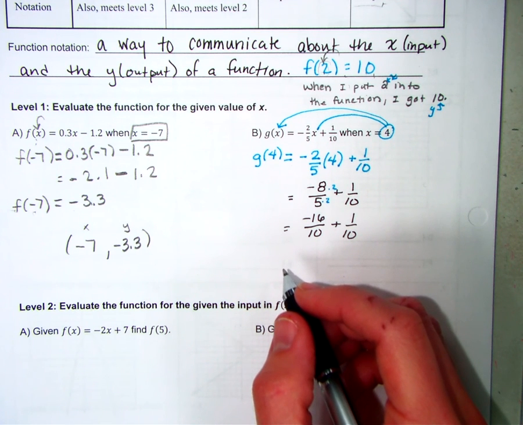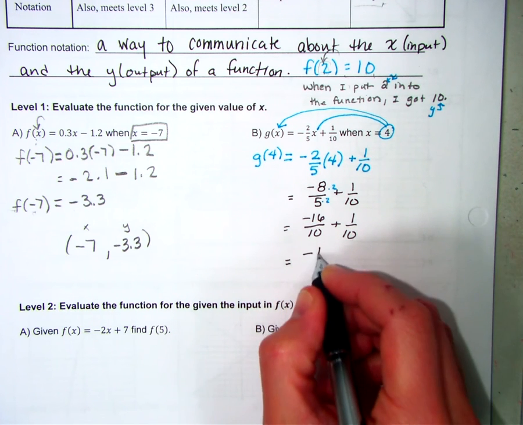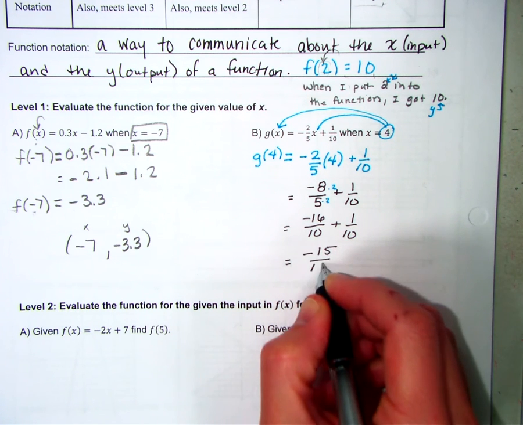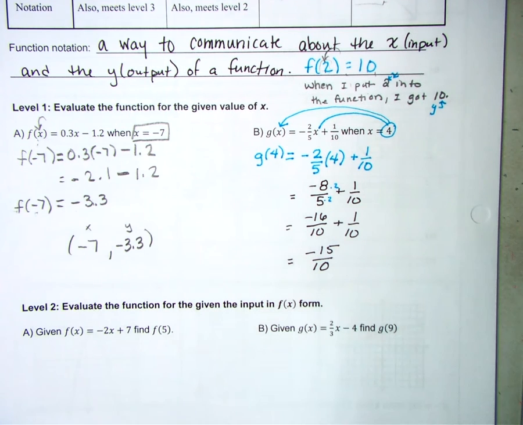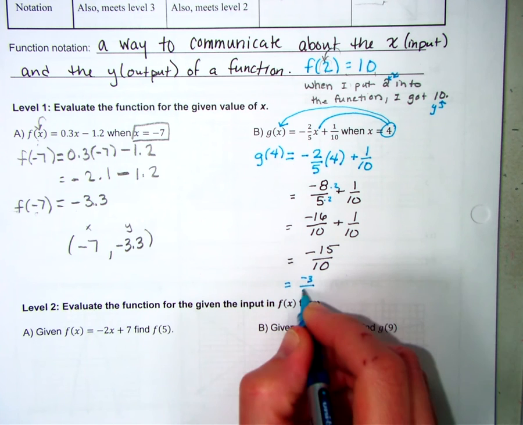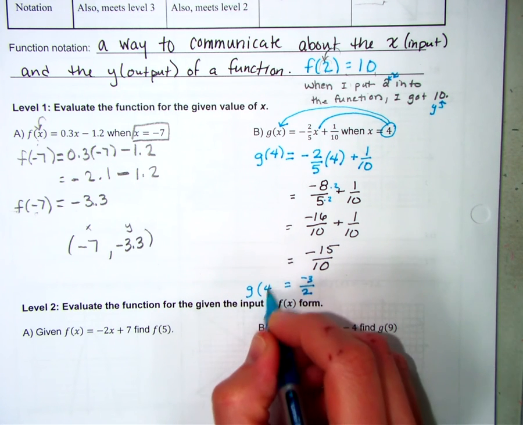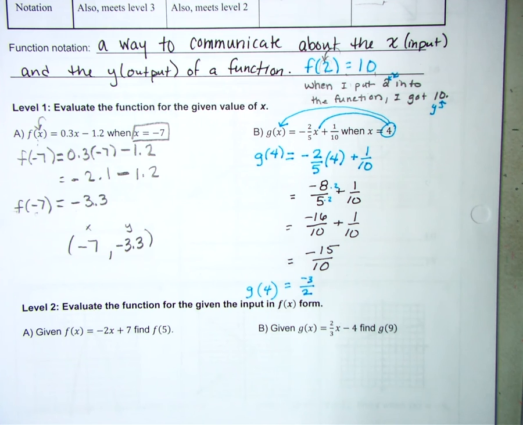Negative what? Close. No. Negative 15 over 10. And then I'm going to reduce that. I'm going to reduce them both by 5. So I do get negative 3 over 2. Okay, that's a lot of work, though, so try typing it in your calculator.